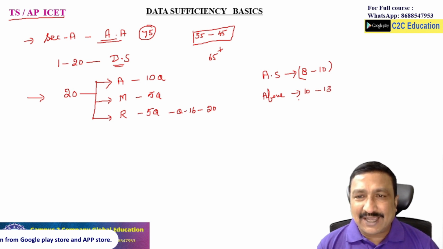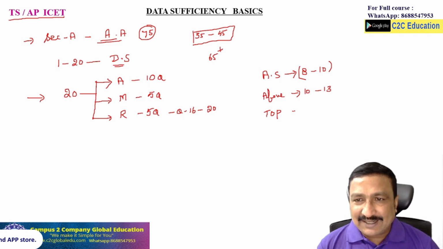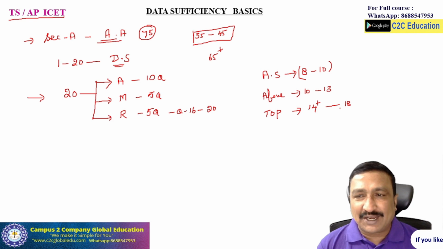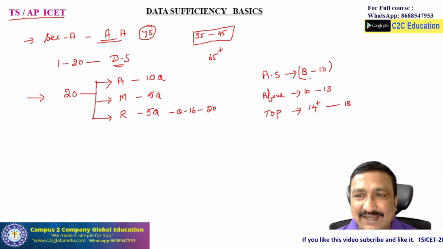Okay, now students, that is the above average student. And if you look at the top students, those who are getting below 100 rank or single digit ranks, they are getting 14 plus. That means 14 up to 18, or sometimes if the student is very extraordinary or very intelligent, they can answer 20 out of 20. But getting 20 out of 20 is very difficult in data sufficiency because it takes more time to answer these questions.